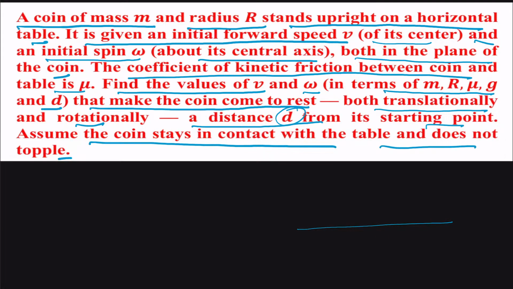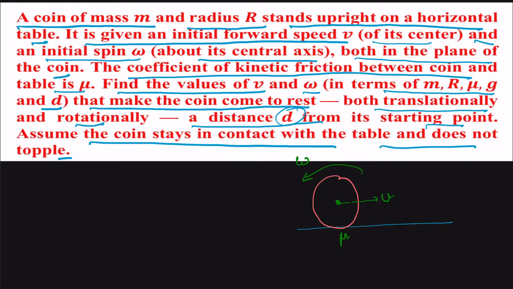So we have a coin, and the velocity of its center is given as v. It is supposed to stop, so it will be rotating in the opposite direction, with angular speed omega, and the coefficient of friction is given as mu.